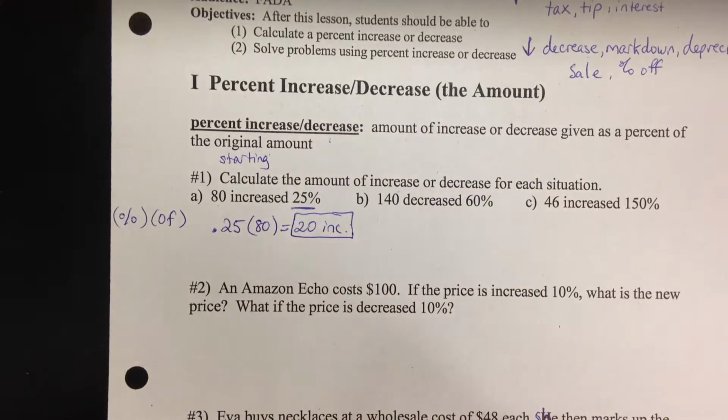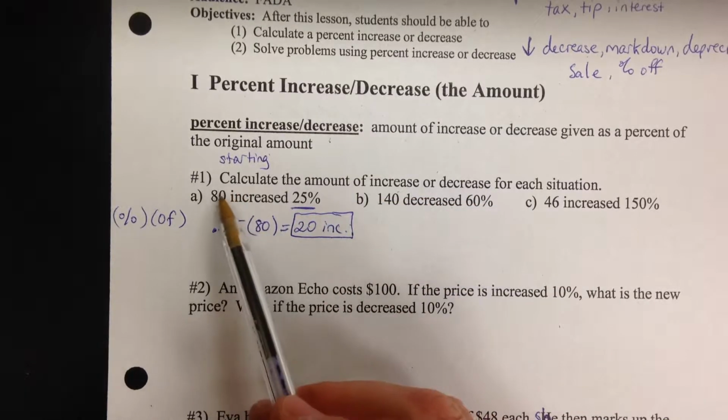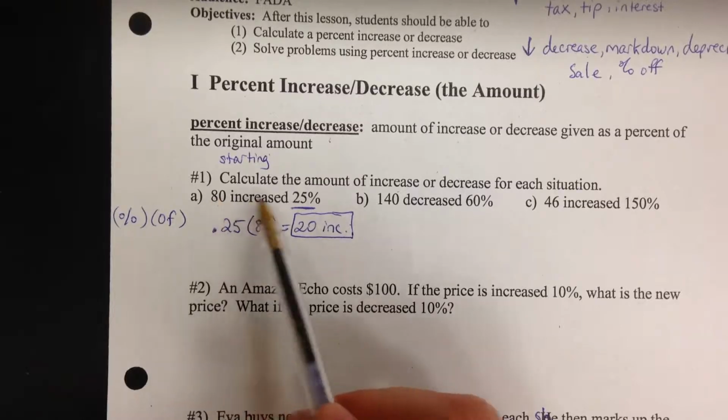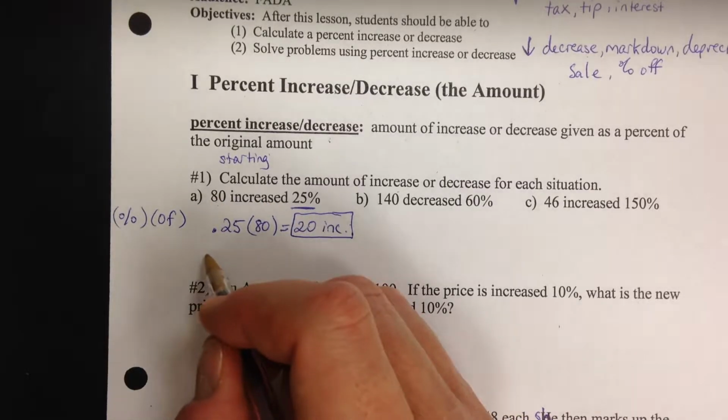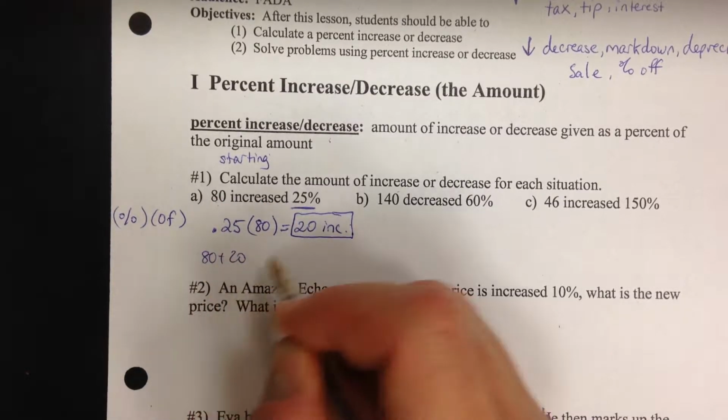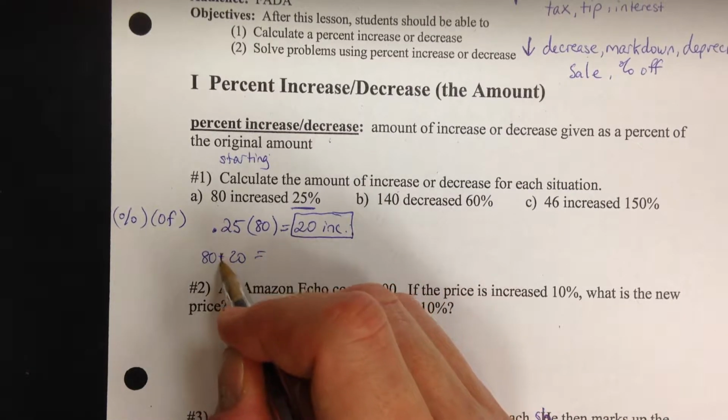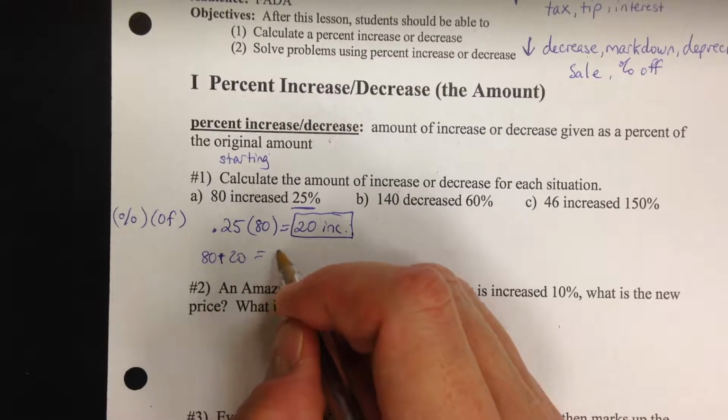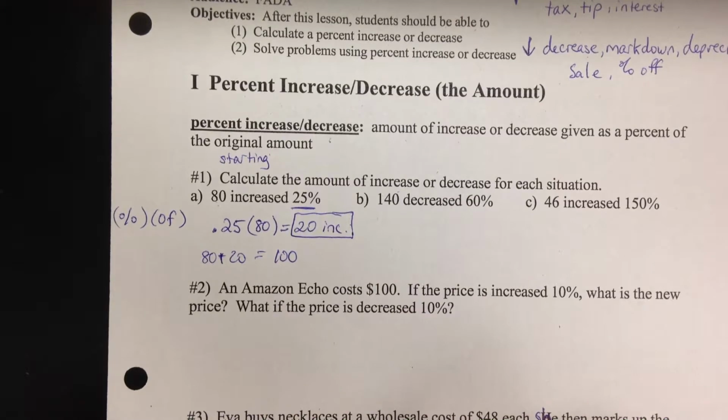Now that's the answer, but if you wanted to find, let's say this was the dollar amount and it increased 25%, what would be the new value? The new value would be to add 20 because it's increasing, and you would get 100.